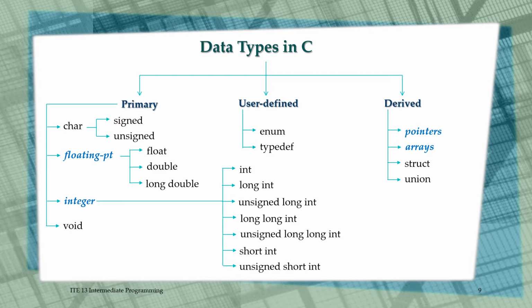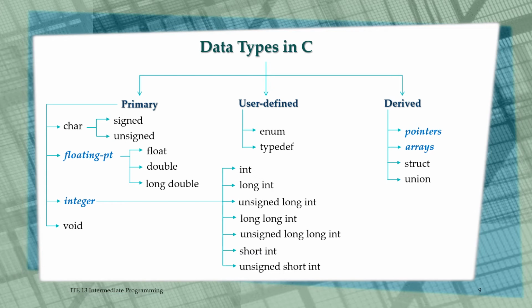For the floating point data type, this is for the group of real numbers like 3.1415 or negative 37.5. This group consists of three data types: the float, double, and long double. These vary depending on how big the floating point value would be, where the biggest is the long double.